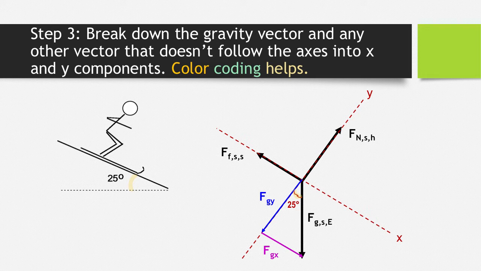If the hill is in this orientation, meaning it's sloping from higher on the left to lower on the right, you're always going to use this angle that goes toward the axis that precedes it. And we can talk more about that in class.